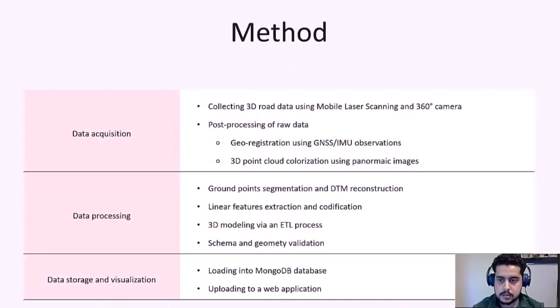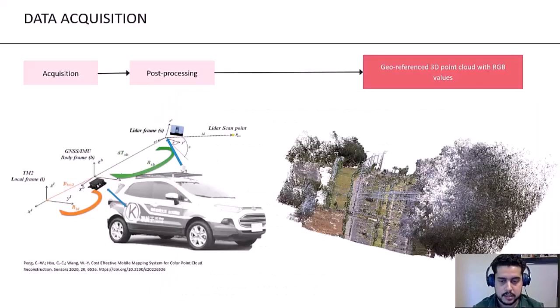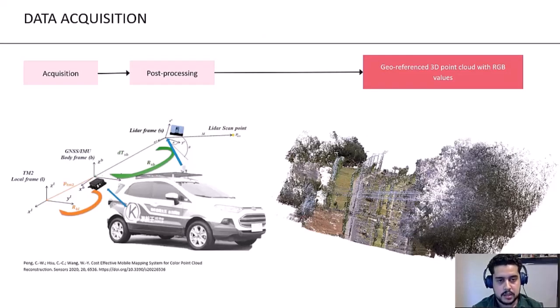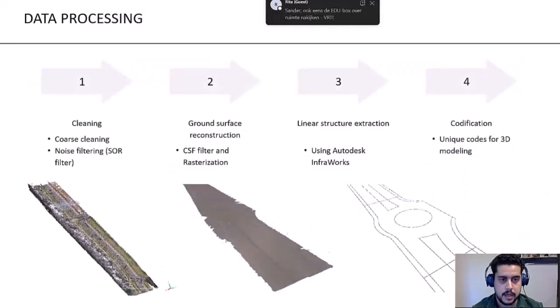So the method consists of three steps. First, the data acquisition. So we collect the 3D road data using a mobile mapping system, and after that we process this data to transform the raw data into a 3D road model that can be stored in a database. In this case, it's a MongoDB database, and uploaded to a web application for visualization. So for the data acquisition, we are using a mobile mapping system that is accompanied also by GNSS and IMU observations for georeferencing the 3D point cloud, and also images to colorize the point cloud. So in the output, we have the 3D point cloud with RGB values and the textures.